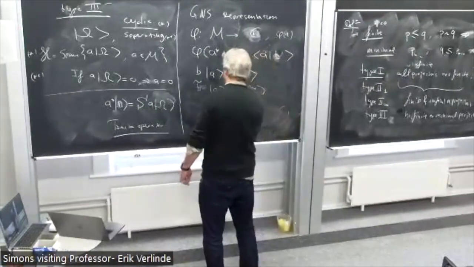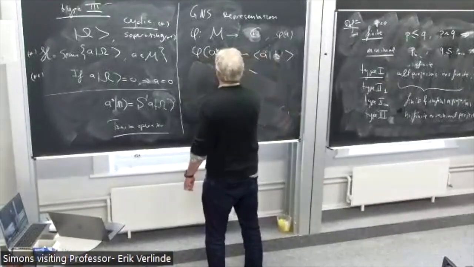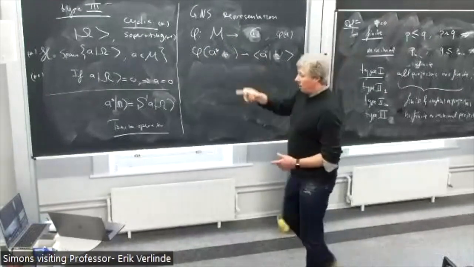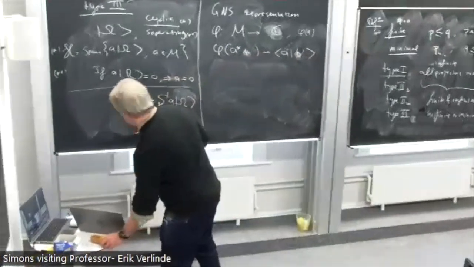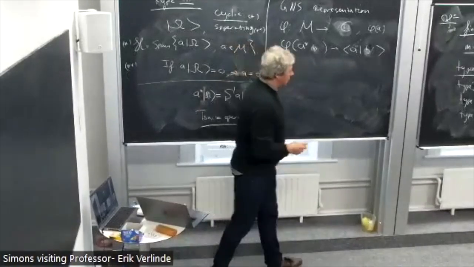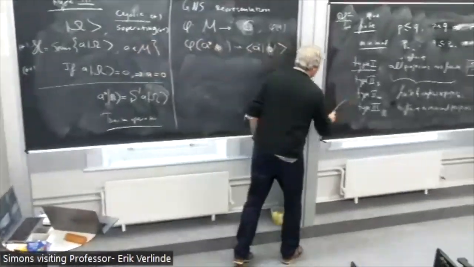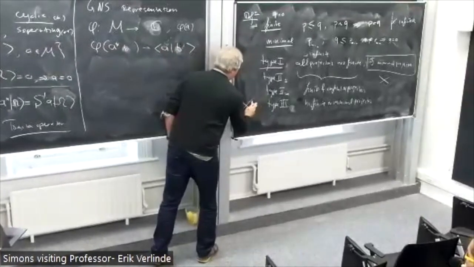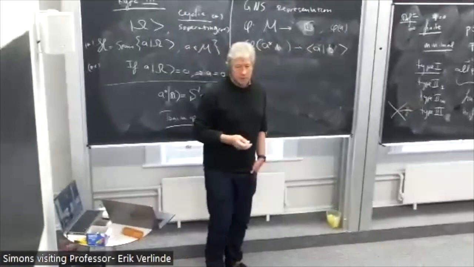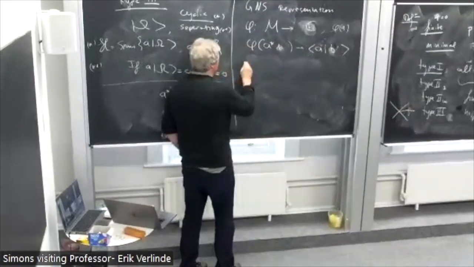Let me erase this. For type 1, you can think about this operation as, in that case, taking a trace. If I have an algebra that only acts on part of the space, then I can take the trace over the other part, because in that case I do have a Hilbert space, and I can define a density matrix.